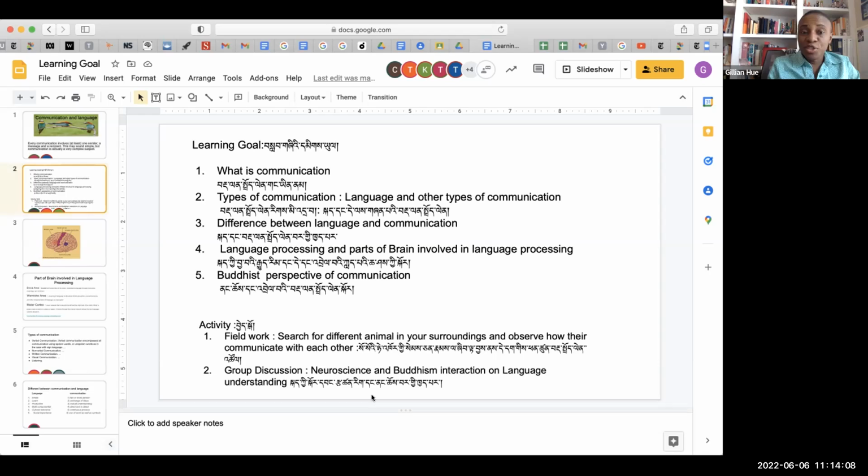I think it's also very important that you've highlighted that you will expect a group discussion on neuroscience and Buddhism interaction on language understanding.